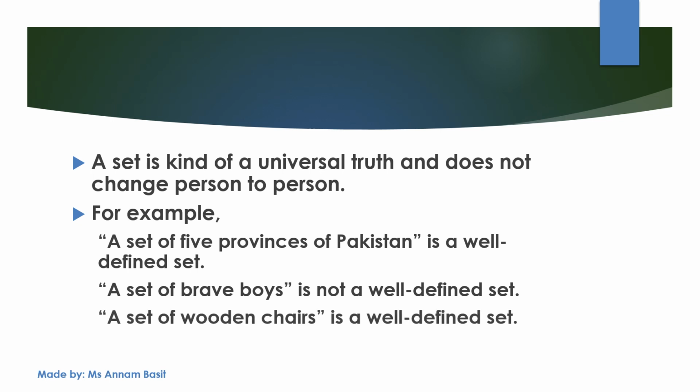Then let's take another example, a set of wooden chairs. Now you know that there are different kinds of chairs. There are plastic chairs, there are metal chairs, there are wooden chairs. So it's clearly mentioned what kind of chairs they are talking about. So a set of wooden chairs is a well defined set. It's properly mentioned. Everything is obvious in it. So that's how you're going to identify which kind of set is well defined or which is not.